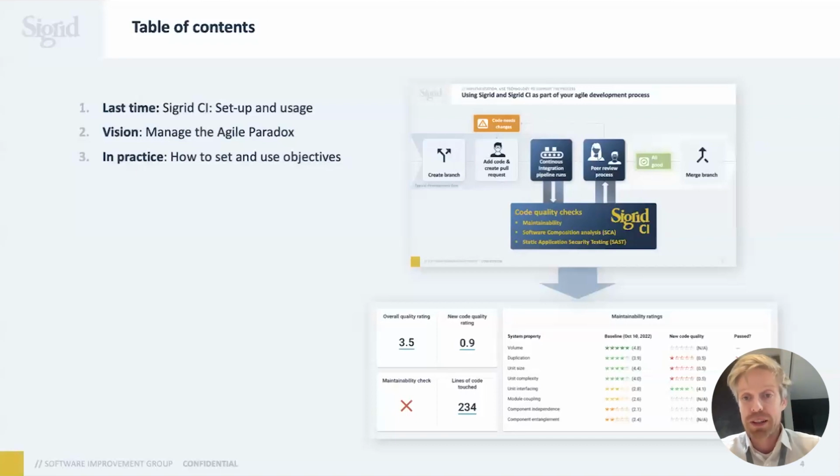That said, we spoke about Sigrid CI. Sigrid CI makes sure that you have the fastest feedback possible on the code changes that you have done in your application. It also means that there is a possibility, as you can see in the top right picture, for some peer review process based on what happened to your code. Did it improve? Did it decrease in quality? Are there any new security findings in there or not? Stuff like that.